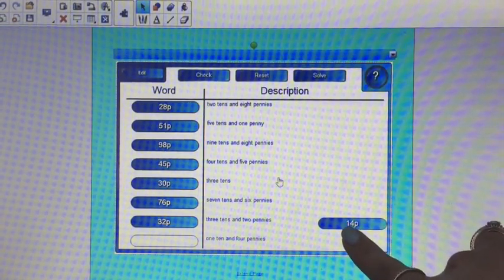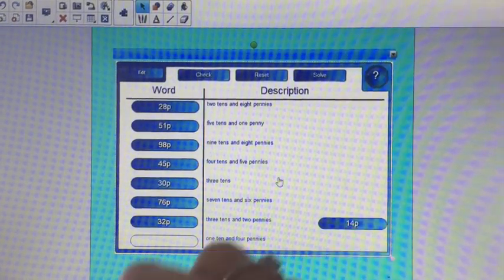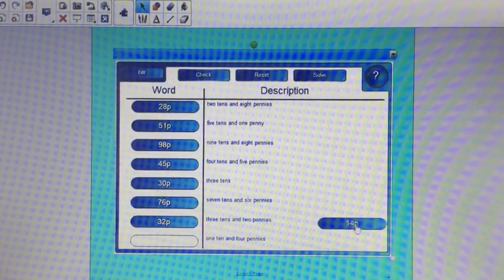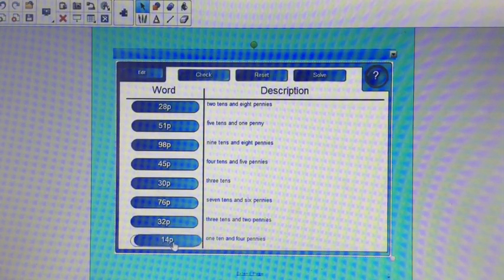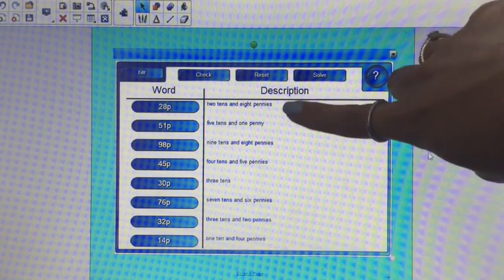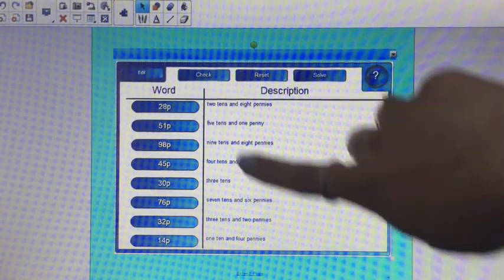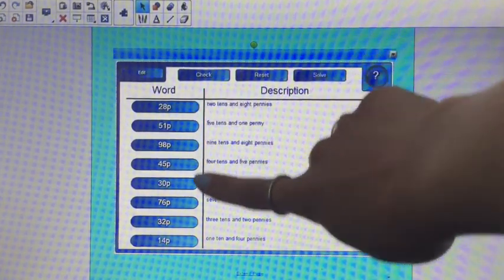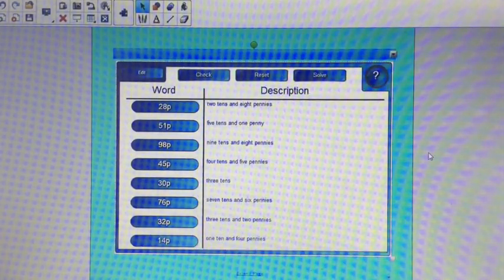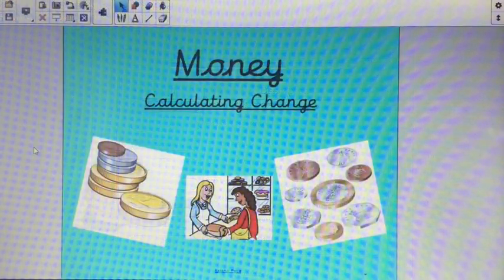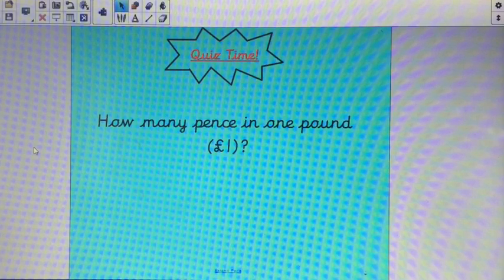1 ten and 4 pennies, 14p. Drag that along. And there we are. We've now got all of our numbers in words matched up to the numbers in numerals. Well done. Change. First of all, I want you to answer me this question. How many pence are there in £1? Tell your grown up.